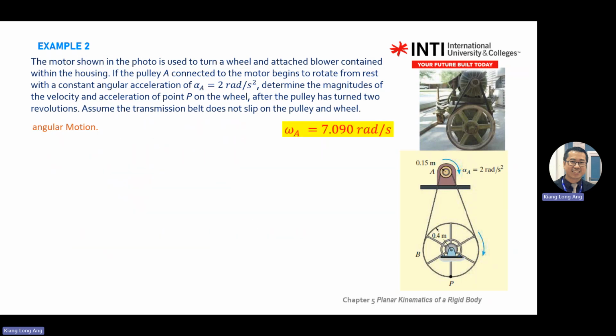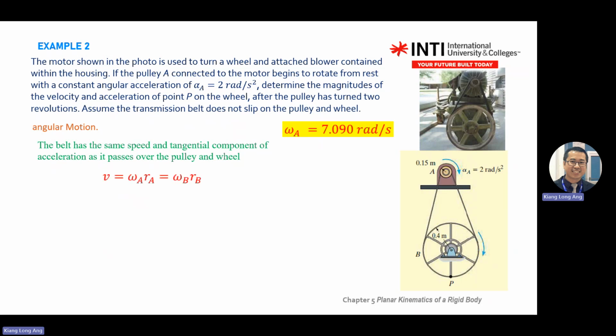Once you find the omega of this one, in chapter 5, the steps will be the same as chapters 1 to 3, only that you convert your V into omega, A into alpha. That is the only difference. Since the transmission does not have slip, whatever turn changes here will be the same as here. Meaning velocity here will be the same as velocity here. This belt moves at the same speed.